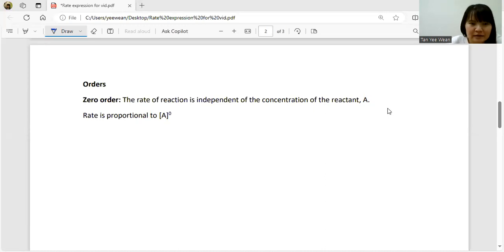Next, let's see what those orders mean: zero order, first order, and second order. Zero order means the rate is not dependent on that reactant. So for example, if I have A plus B gives C plus D, I'll just put some random numbers here.